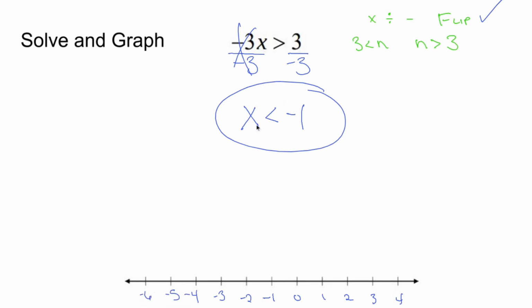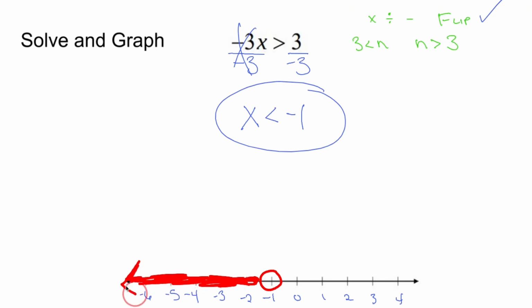X is less than negative 1 means I put a circle at negative 1, but don't fill it in. Why don't fill it in? Because x is not equal to negative 1, so we're not allowed to include negative 1. X is anything smaller than it, like negative 3 and negative 5. And since this looks like an arrow pointing to the left, I guess it would make sense that we're going to draw out a shading pointing to the left.